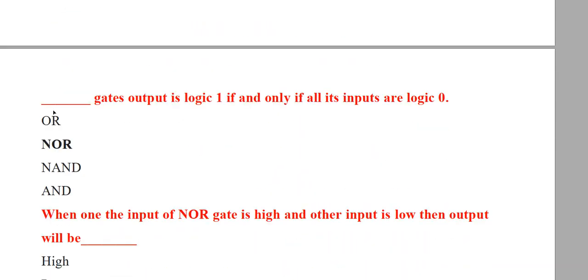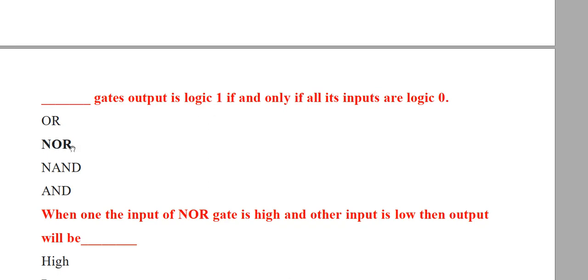Yes. Dash gate output is logic 1 if and only if all its inputs are logic 0. Yes, please consider dash gate's output is logic 1 if and only if. If and only if means you have to stick with that condition only. All the inputs are logic 0. So for 0 0, your output should be 1, whereas for all other cases your output should be 0. Yes. So such a kind of logic gate is called a NOR gate.